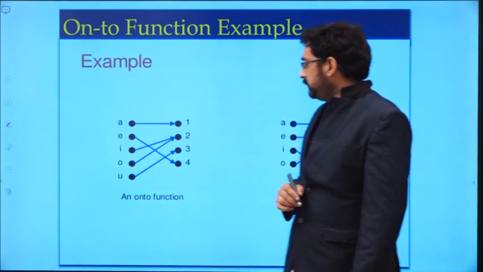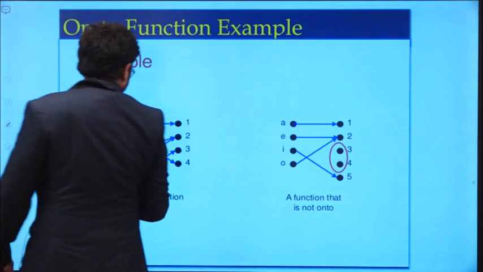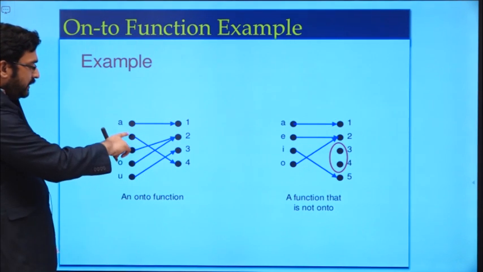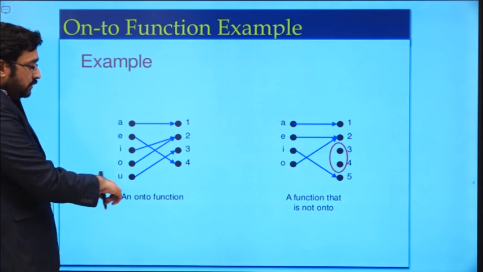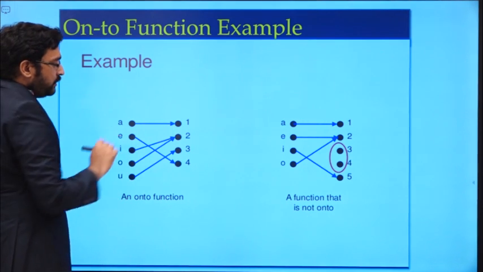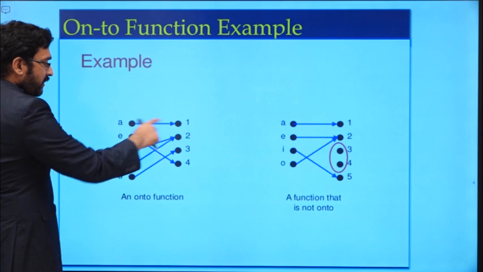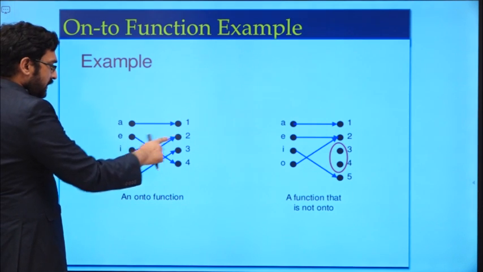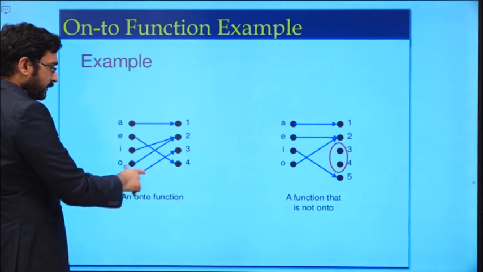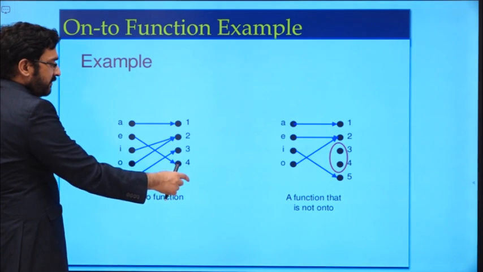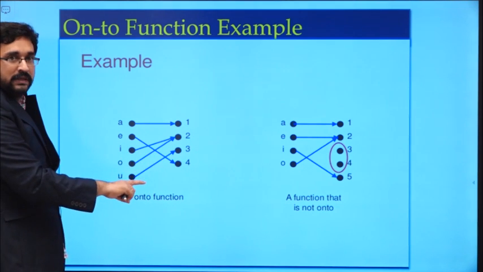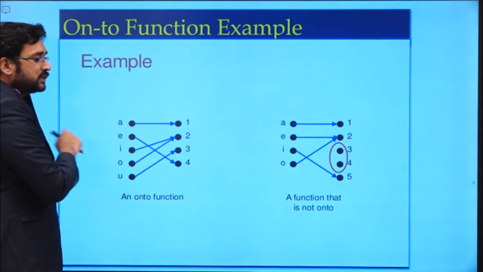See one more example. This is an example for onto because here the domain contains a, e, i, o, u, and the codomain contains 1, 2, 3, 4. So 1 is having mapping from domain, 2 is having mapping, 3 is having mapping. So every element in the codomain is having mapping from domain. Hence the given function is onto.